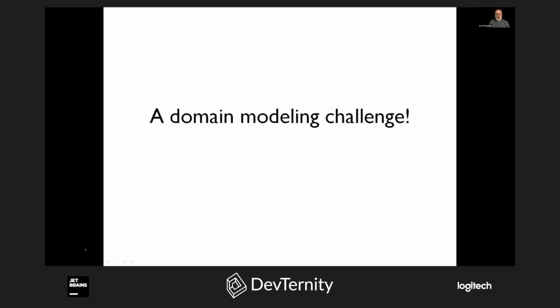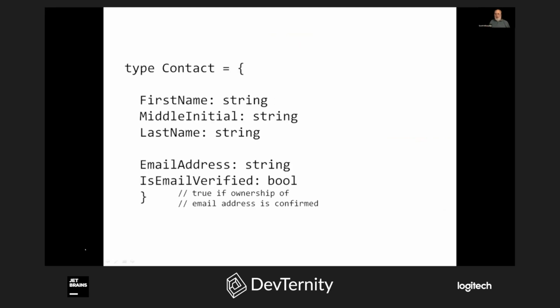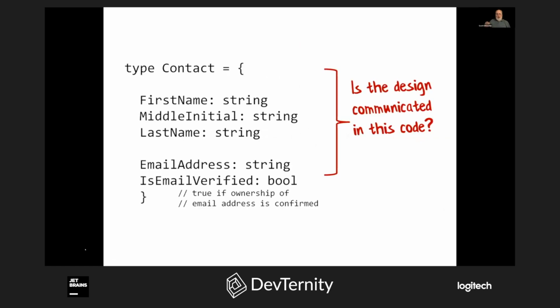So here's a little challenge for you. I'm going to show you some code and you tell me, does it communicate the design? This is a very simple contact. There's a first name, middle initial, last name, and an email address. There's a Boolean flag, which is set to true if you have proved that you own that email. You get an email and you click the link to prove that you own that email address. So that's a Boolean.